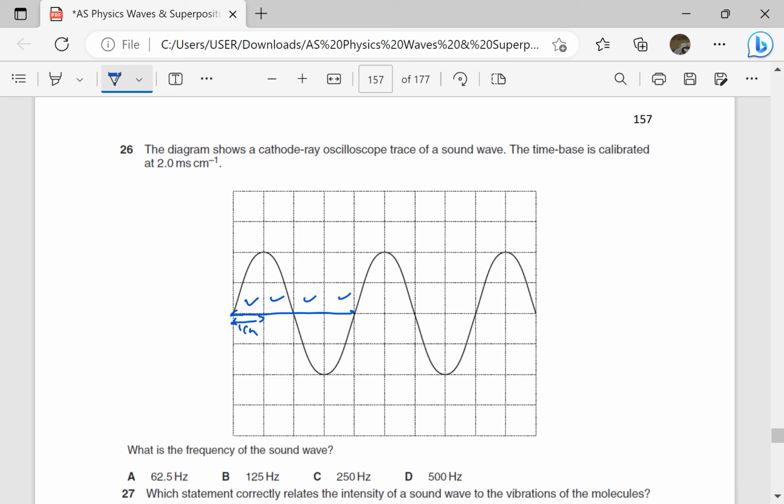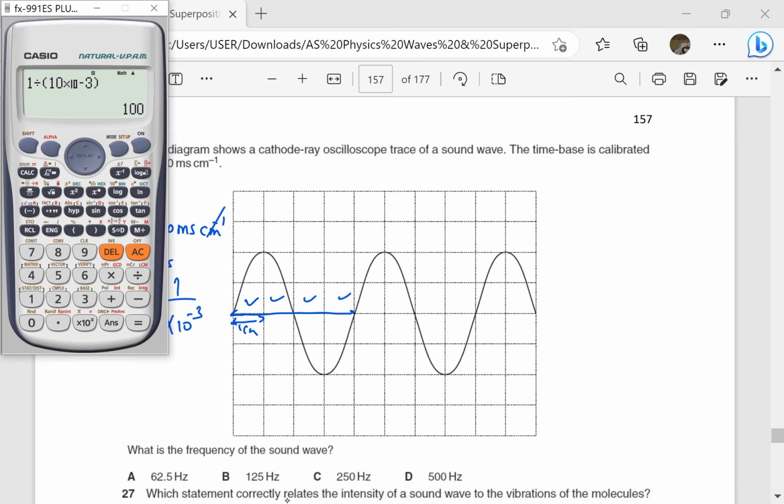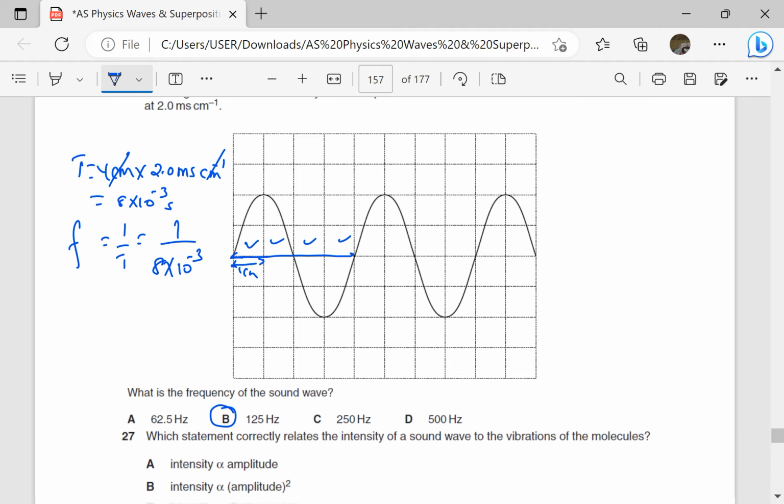So the period is going to be the length of one cycle, which is 4 centimeters, times the time base setting, which is 2.0 milliseconds per centimeter, which gives us 8 times 10 power negative 3 seconds, because per centimeter cancels out. Then the frequency is going to be 1 over period, which is 1 divided by 8 times 10 power negative 3. So we just check our calculator, 1 divided by 8 exponent negative 3. So that is 125. So our frequency is 125 hertz.